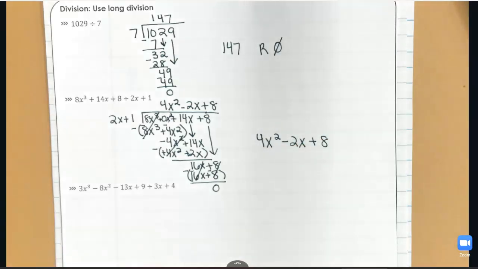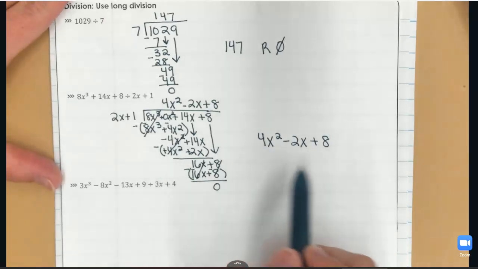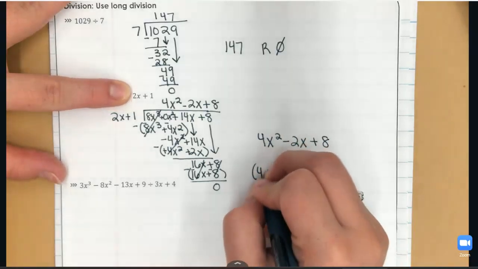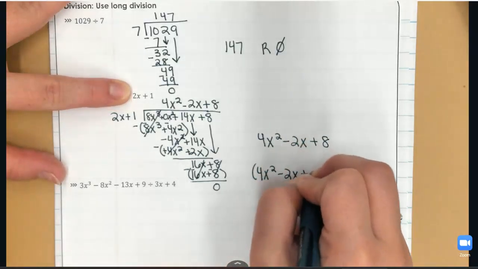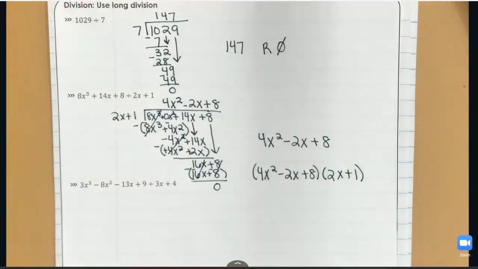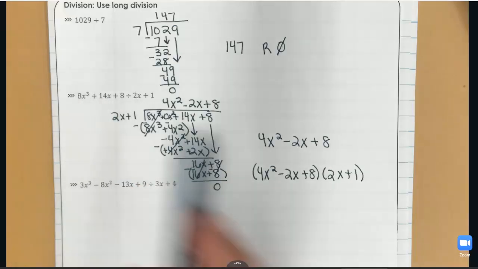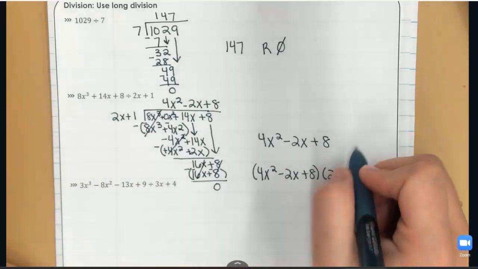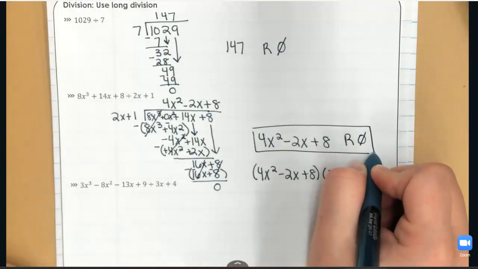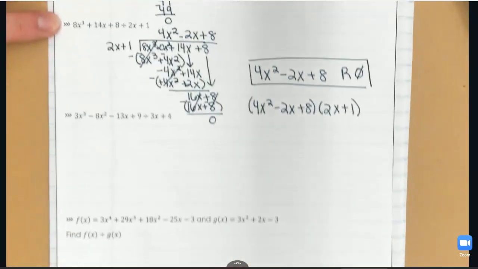Now, similar to when we were factoring, you can check if you have done division correctly by multiplying your result by your divisor. So I could multiply 4x squared minus 2x plus 8 by 2x plus 1. I would have to do multiplication 6 times, and I would get what I started with to check that my answer is correct. And I did not have a remainder. So we're ready to move on to the next one.